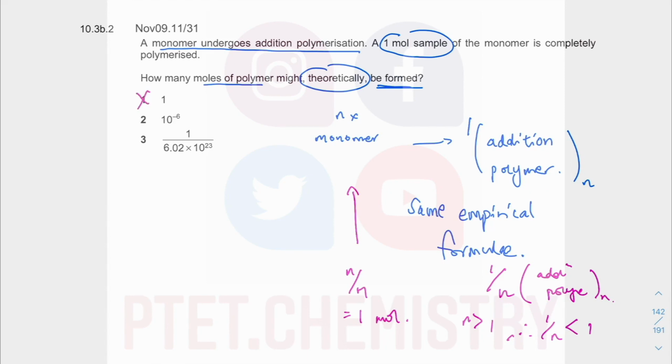It cannot be 1 because you need to have more than 1 monomer to give you addition polymer. 1 over that is lesser than 1. 10 to the minus 6 is lesser than 1. So both of them are theoretically possible, whereas 1 is theoretically impossible when n is required to be greater than 1 for you to have monomers added together to give you addition polymer. Okay, so a bit of logical thinking there, I guess.